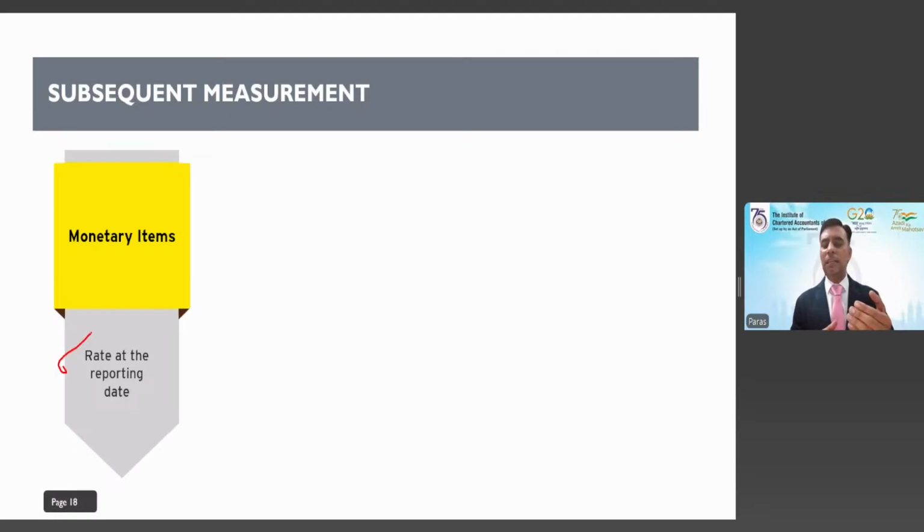If there is a listed entity, then the rate of 30th June, 30th September, 31st December, and 31st March can be considered. If it is an unlisted entity, then the rate of 31st March can be considered only for monetary items, right? So basically, in a nutshell, what I am trying to say is, on each reporting date, you are required to restate your monetary items, correct? On the basis of the spot exchange rate of the reporting date.